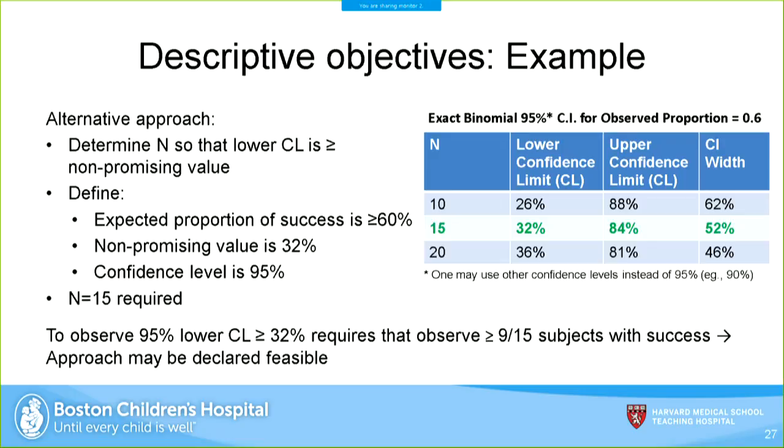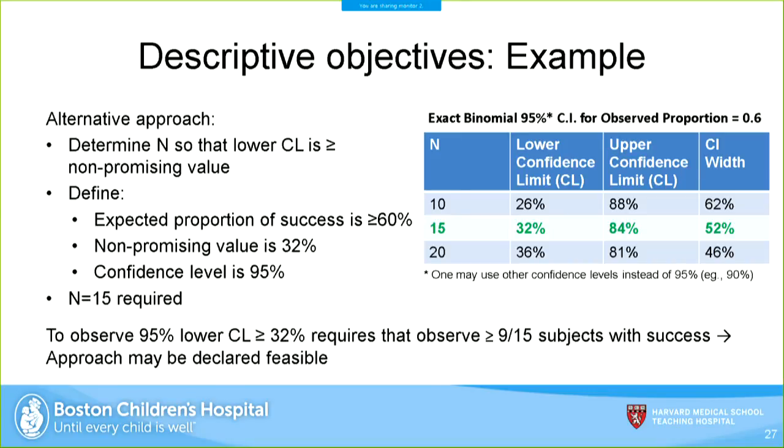Now, there's an alternative approach that we could have used to calculate the sample size. So the idea here is that we can determine the sample size so that the lower confidence limit is greater than or equal to a non-promising value. And the non-promising value essentially is the minimum success rate here that you would accept for you to proceed with the study.